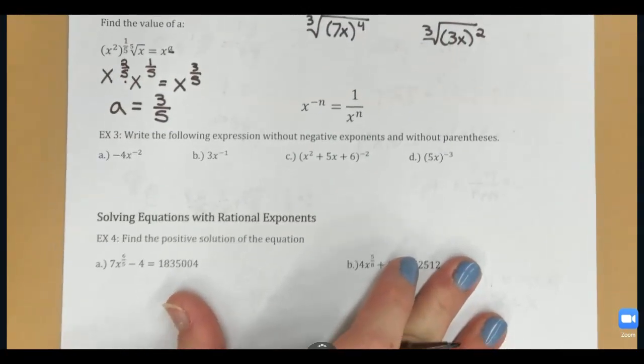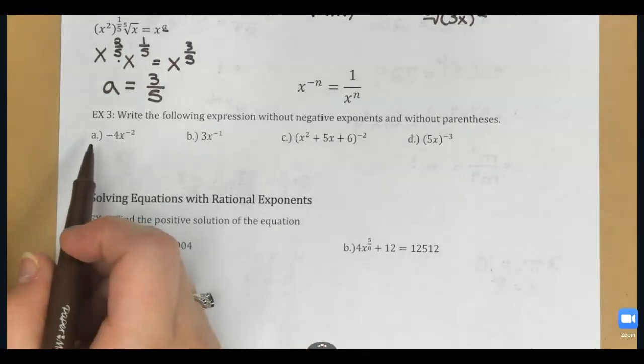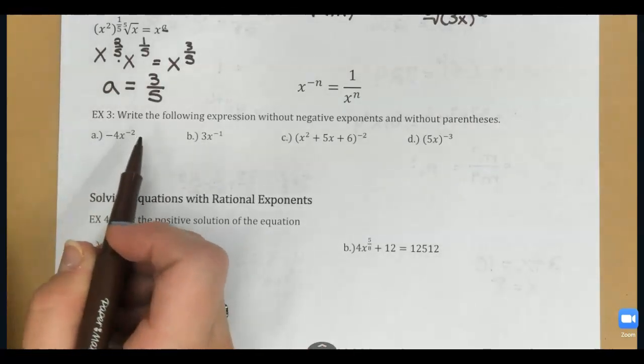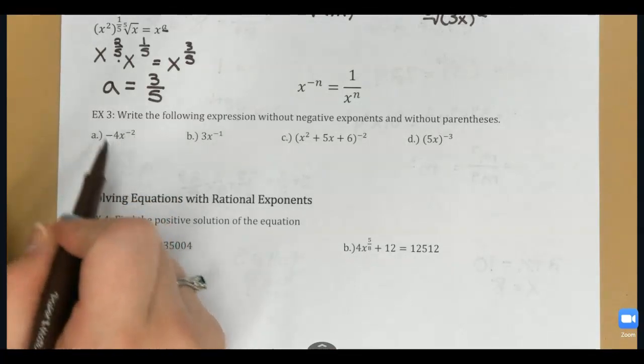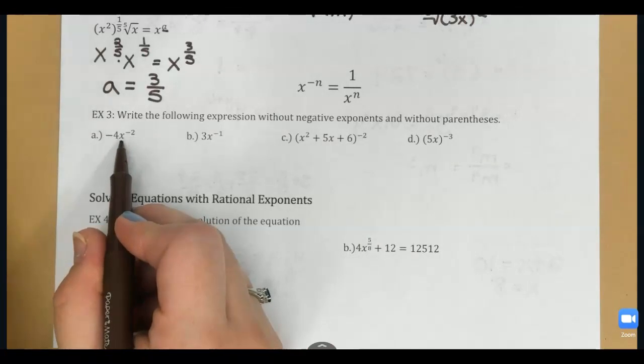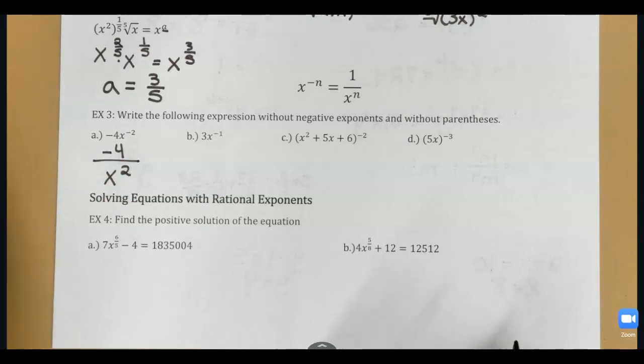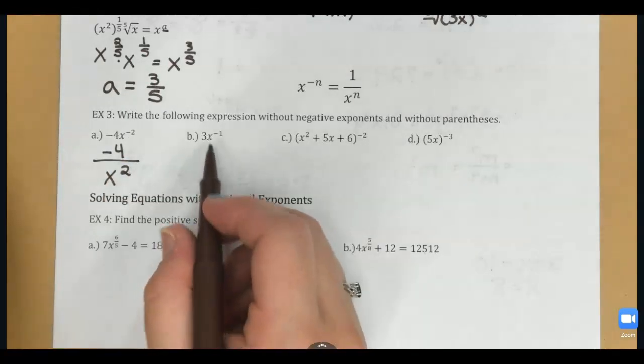Okay, the next thing we're going to take a look at is our negative exponent rule. Remember, if I want it to be positive, I have to move it to the opposite side of the fraction. And what we have to pay close attention to here is, what is the exponent attached to? Is it all of it or just one part of it? So on part A here, -4 times x to the -2. Because the -4x is not in parentheses, the exponent only applies to the x. So -4 is going to stay put, and I'm just going to move the x squared to the bottom to make it positive. Same story on part B.